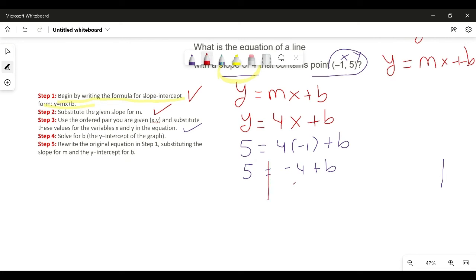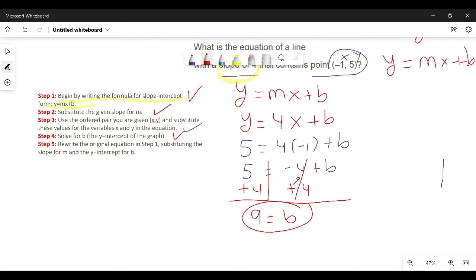I have an equation. I don't need this 4. This 4 is subtracting, so I do the opposite. I add 4 to both sides. 5 plus 4 is 9, equal -4 plus 4 cancels out, equal b. So now I have b. Perfect, we did step 4.